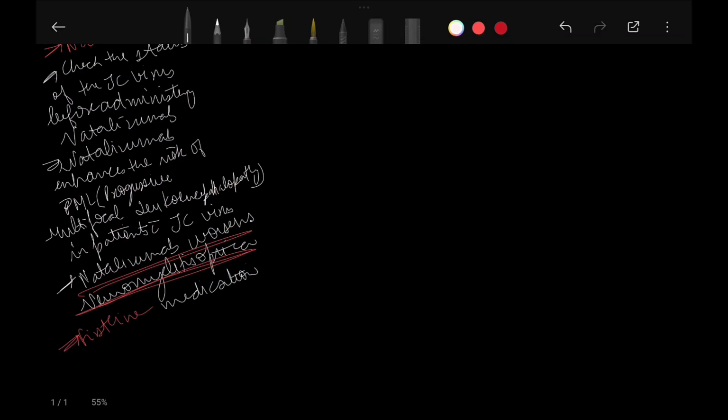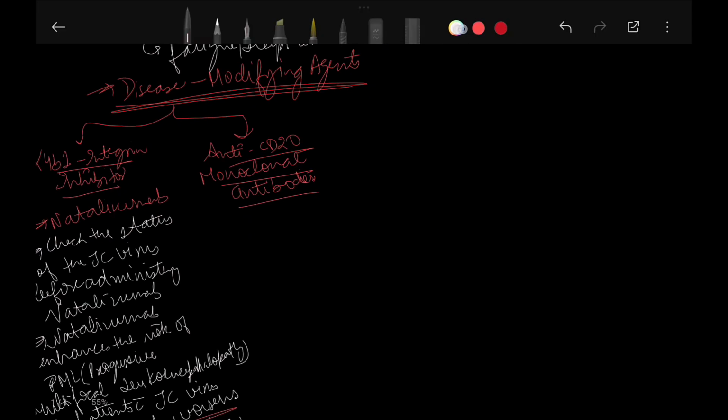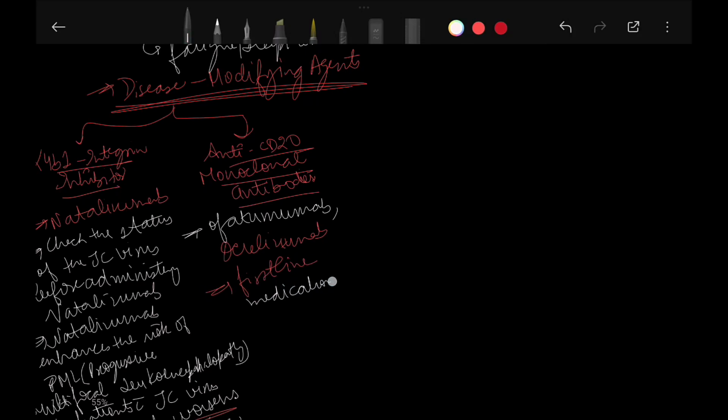After that, we should know that it is a first line medication, but we need to check the status of JC virus. Now, anti-CD20 monoclonal antibodies. Till now, in DMAs, we have studied alpha-4-B1 integrin inhibitors, and now anti-CD20 monoclonal antibodies, we have ofatumumab and, more importantly, ocrelizumab. It is again a first line medication.